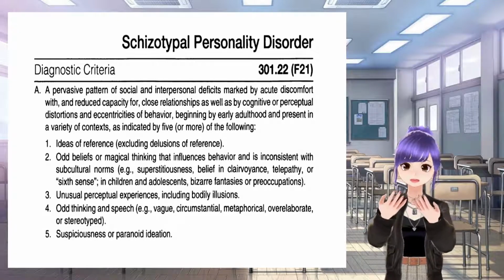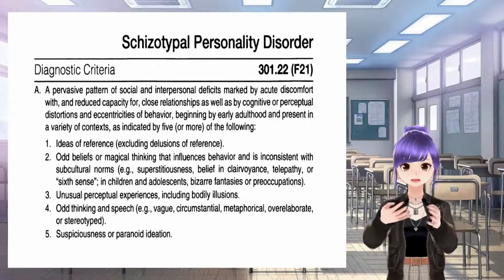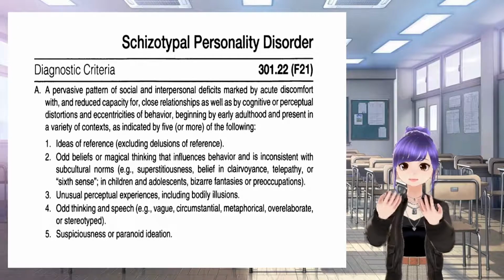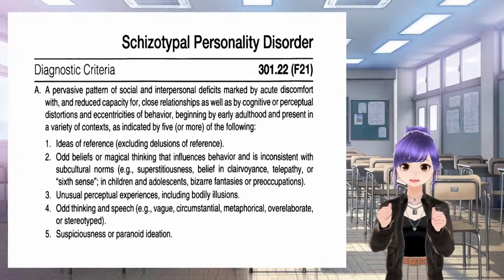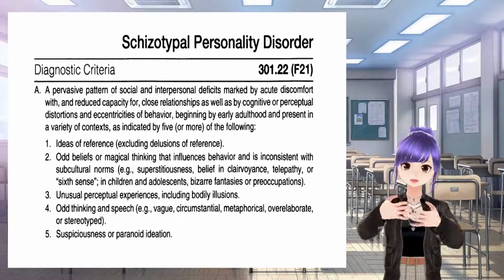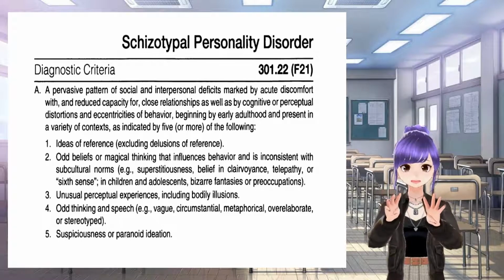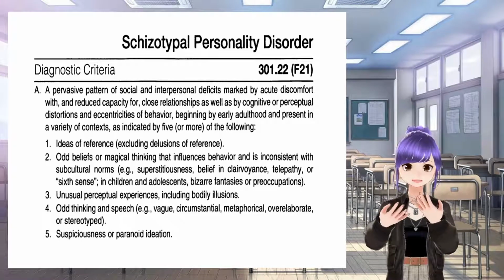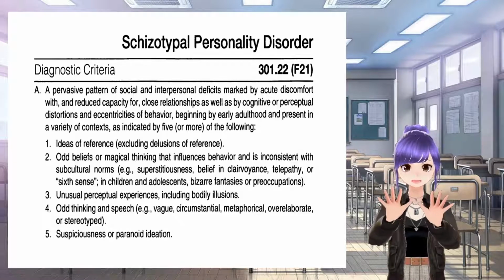Number 2, odd beliefs or magical thinking that influences behavior and is inconsistent with subcultural norms. For example, superstitiousness, belief in clairvoyance, telepathy, or sixth sense. In children and adolescents, bizarre fantasies or preoccupations. Number 3, unusual perceptual experiences including bodily illusions. Number 4, odd thinking and speech. For example, vague, circumstantial, metaphorical, over-elaborate, or stereotyped thinking and speech. And number 5, they also have paranoid ideation or suspiciousness.